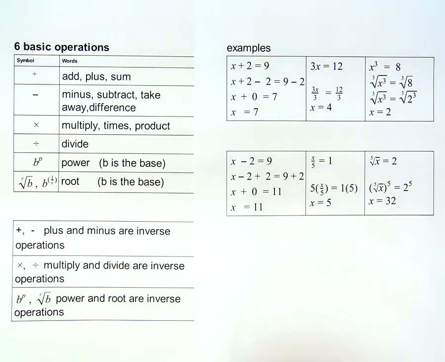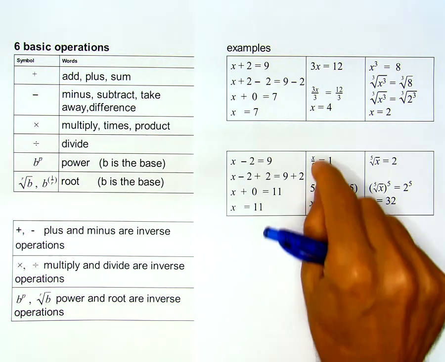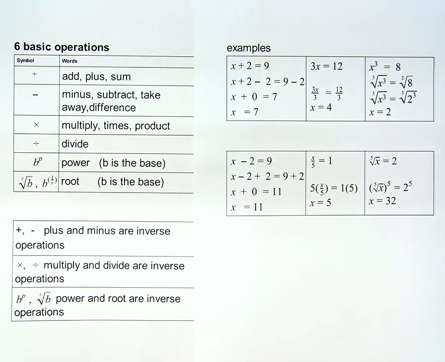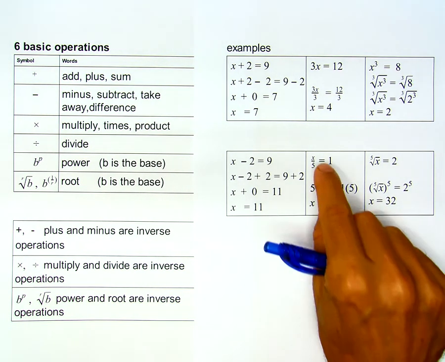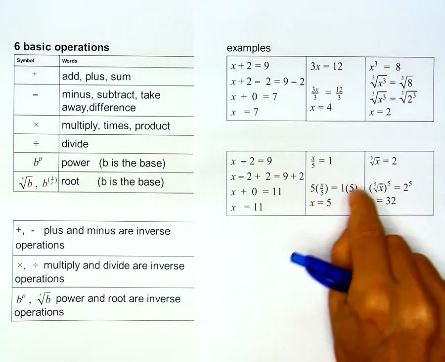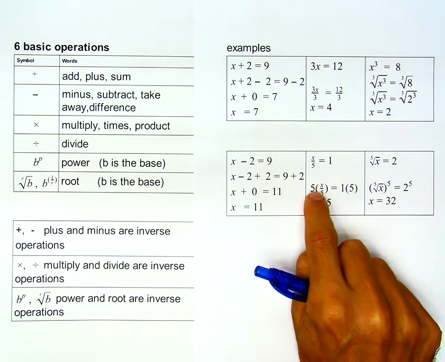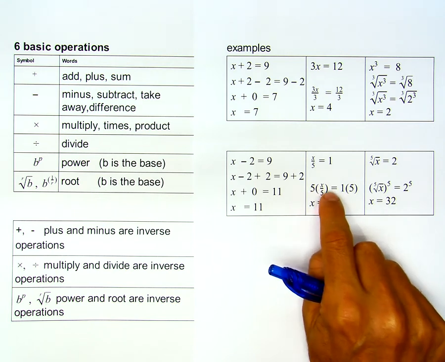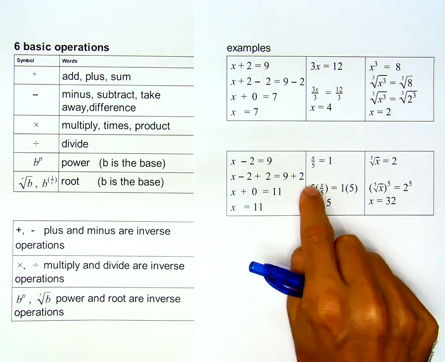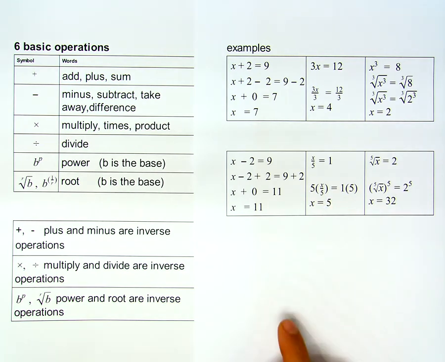Now here, this is x divided by 5. And because I want to do the opposite of divide, I make a choice to multiply both sides by the number 5. This 5 on top and this 5 on bottom mean multiply and divide. They will cancel. And 1 times 5 is 5 for the answer.